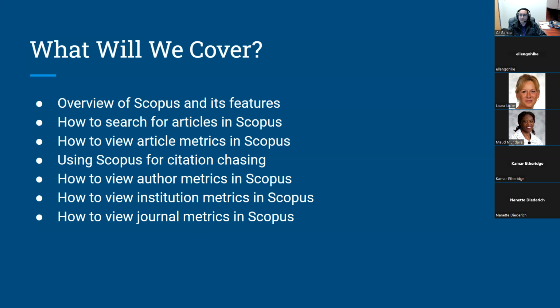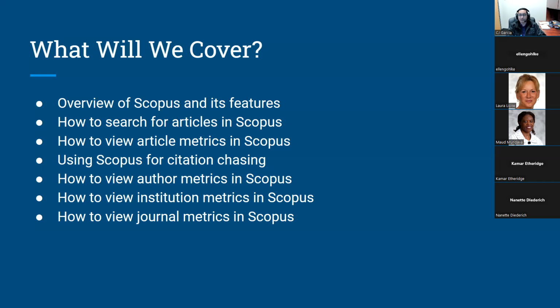And then we'll sort of go over all the various other types of metrics that are available in Scopus. And that includes author metrics, things like H indexes, how do you analyze your own output or the output of colleagues, stuff like that. Then we'll take a look at the institution level metrics that Scopus has. And finally, we'll spend some time looking at the various journal metrics.